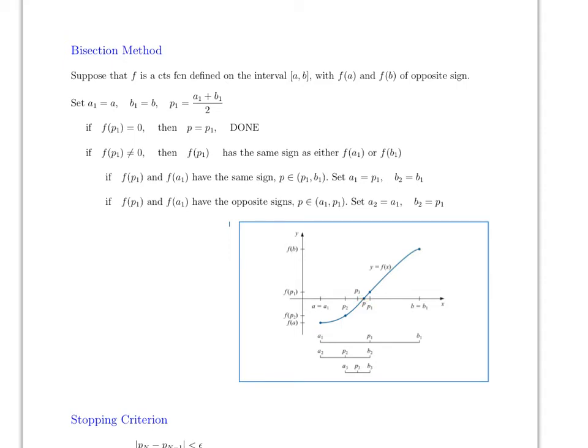So first we're going to start with 2 points, A1 and B1, where you check that this is positive, this is negative, or this is positive, this is negative. They just have to have opposite signs. Then the first step you're going to do is pick P1. P1 is just the midpoint between these two, so it's the midpoint.